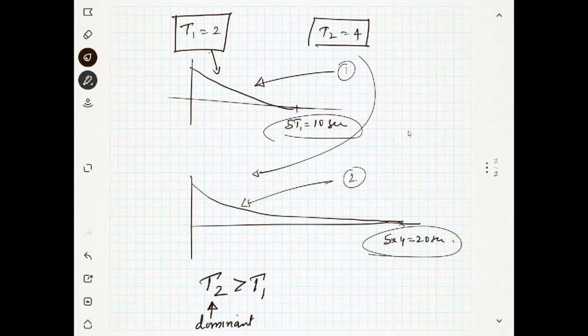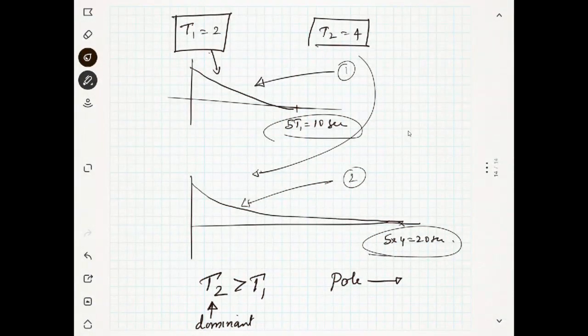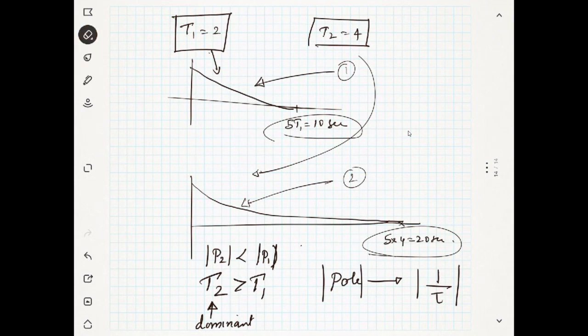But there is a relation between the pole and the time constant. The relation is that the magnitude of the pole is equal to the magnitude of 1 over tau. You understood? There is a relationship. Inshallah, you will study it in automatic control. So if T2 is greater than T1, the magnitude of P2 will be less than the magnitude of P1, where P1 and P2 are the poles of the system.